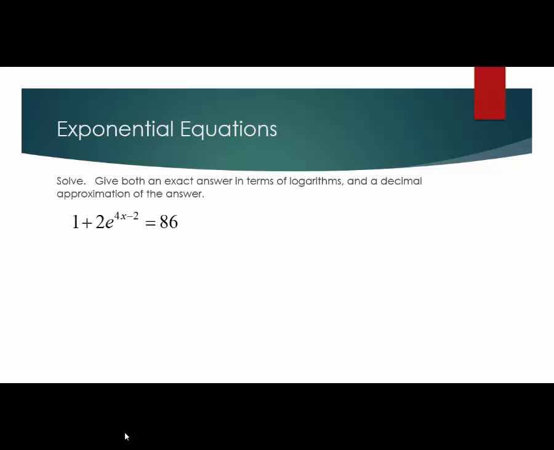Let's try this one. Again, I want to give an exact answer and a decimal approximation. This one's a little bit trickier because I have a little bit more going on. I don't have my exponential term isolated. It's multiplied by 2 and 1 is added to it. Thinking of using logarithms on this one, I think natural log is a good choice because I can plug it in my calculator and it will directly undo that base e.